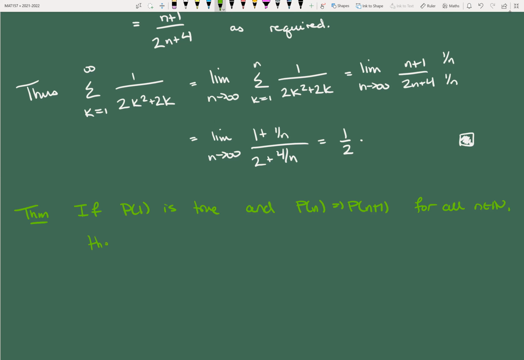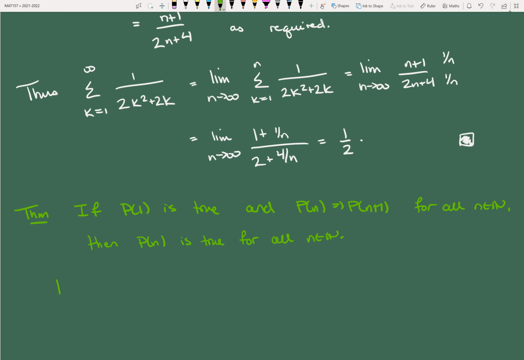Then P of n is true for all n. Right? That's what induction is. You prove the base case, and then the induction step is to prove that P of n implies P of n plus 1. And then the claim is, well, now P of n is true.